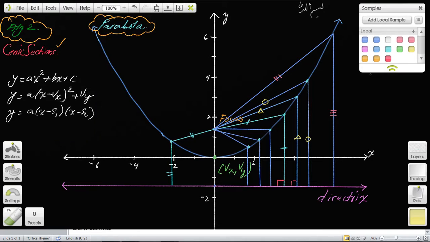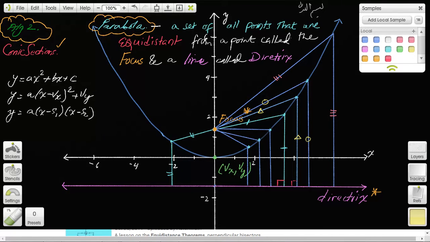So a parabola, therefore, is defined using two separate things. First, it's defined using this point called the focus, and it's defined using this line called the directrix. Now we can define a parabola, see?